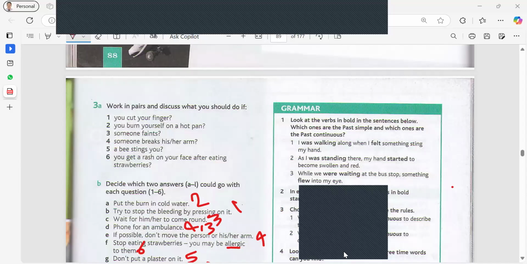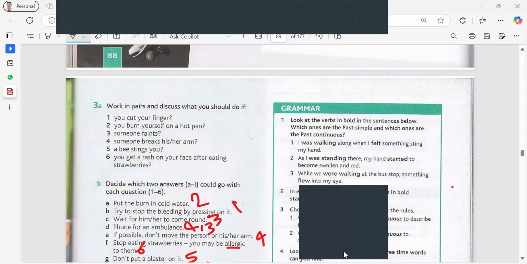What should you do if you burn yourself on a hot pan? First, don't put butter or oil on it. Exactly. Yeah, don't put water and oil on it. Okay, don't. Yes, what should you do?